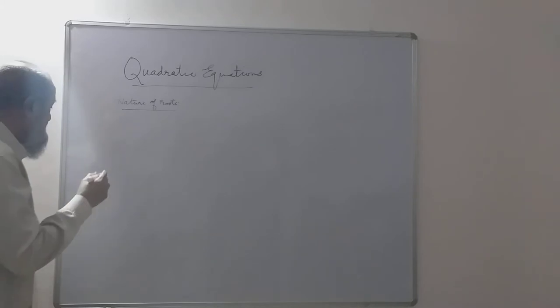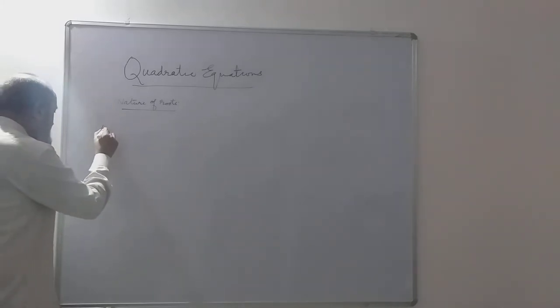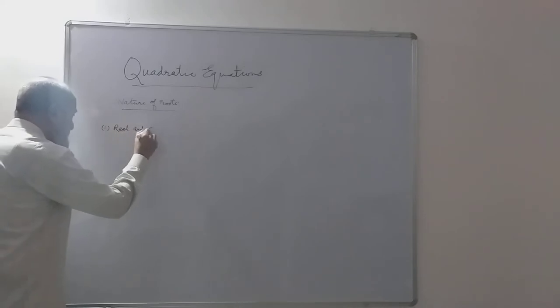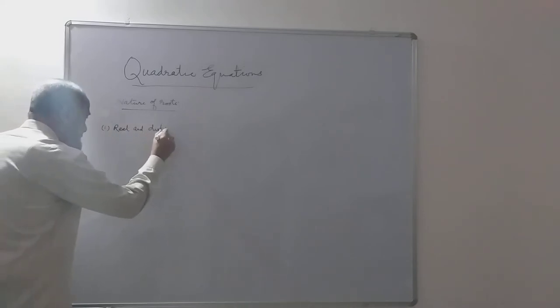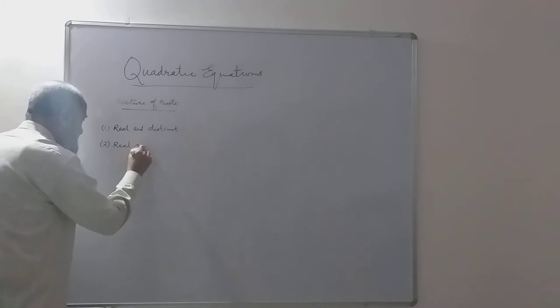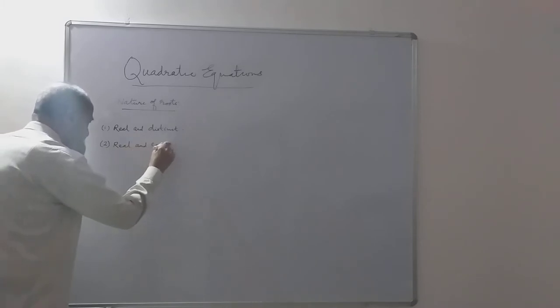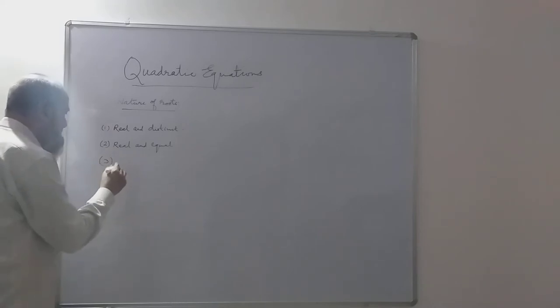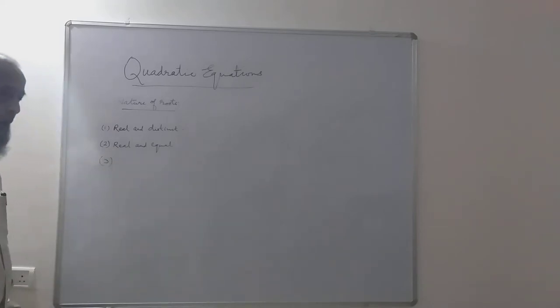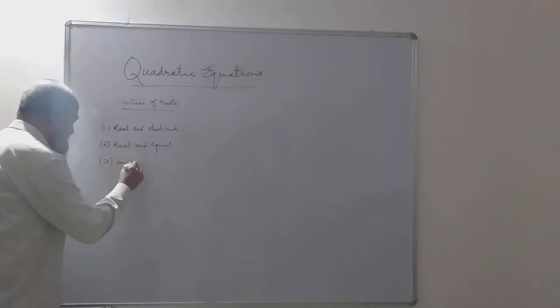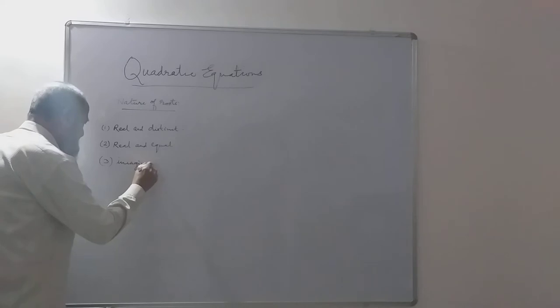Now these roots may be real and distinct. They may be real and equal. Real and equal, this is the second possibility. The third possibility is they may be not real, or they are imaginary roots. We say the roots are imaginary.